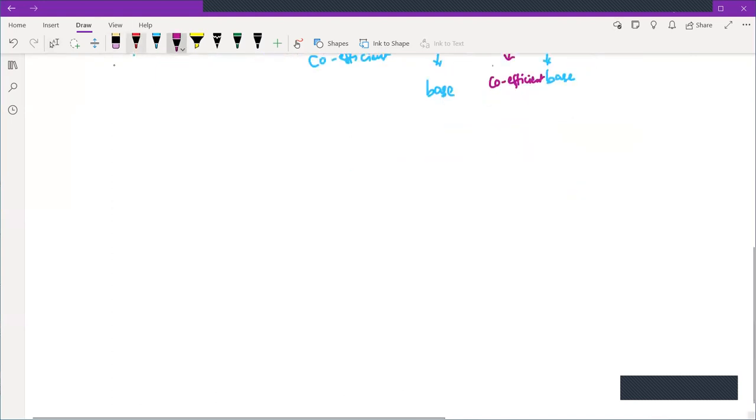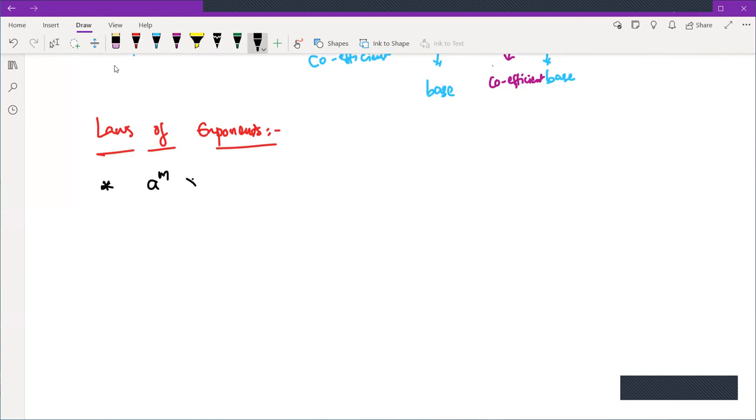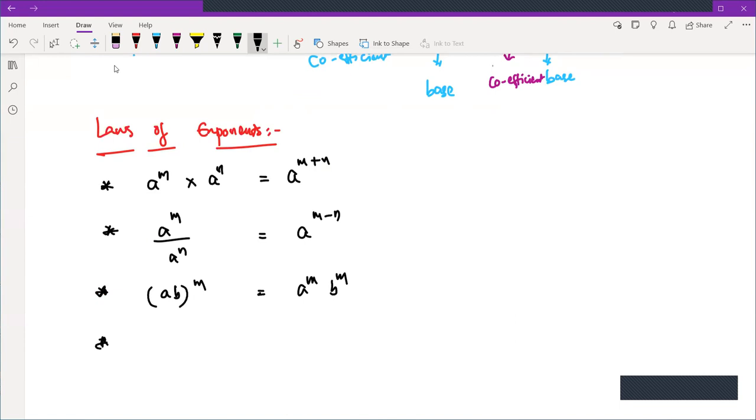Now, we'll see some laws of exponents. The first one is a power m into a power n equal to a to the power of m plus n, where a not equal to 0. a power m by a power n equal to a to the power of m minus n. (ab) whole to the power of m is a power m into b power m. (a by b) whole power m equal to a power m by b power m, where b not equal to 0.